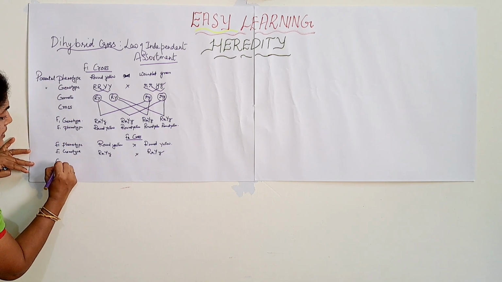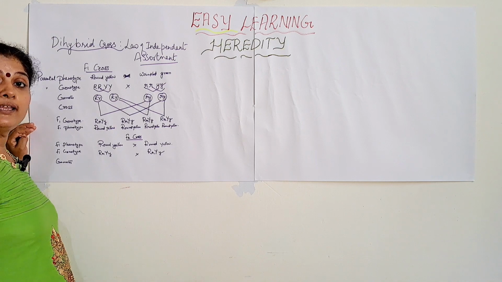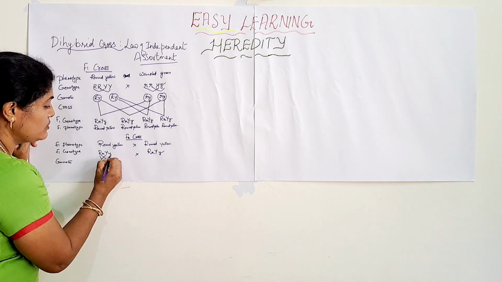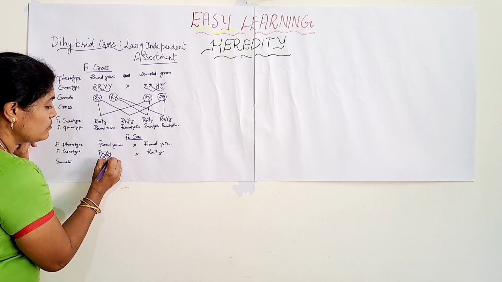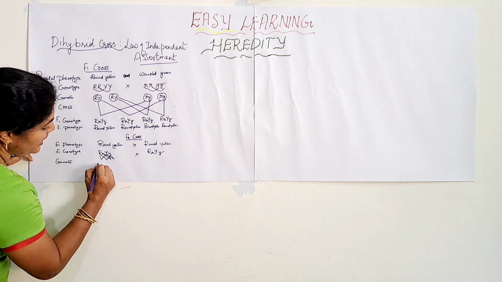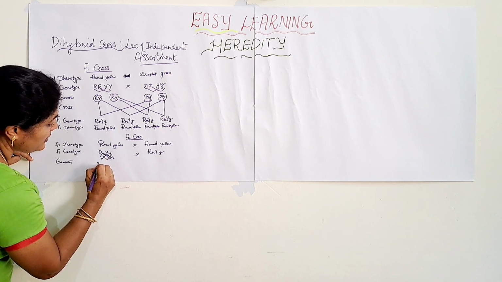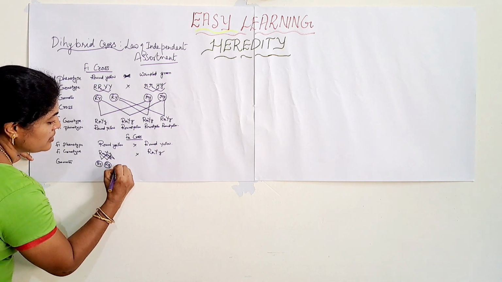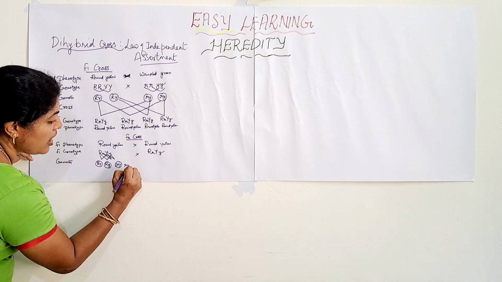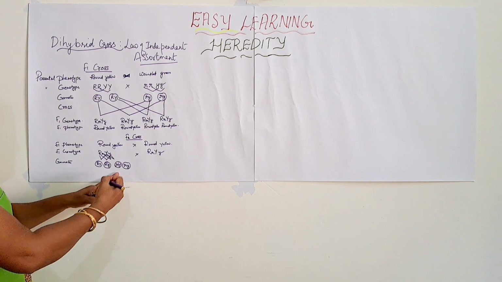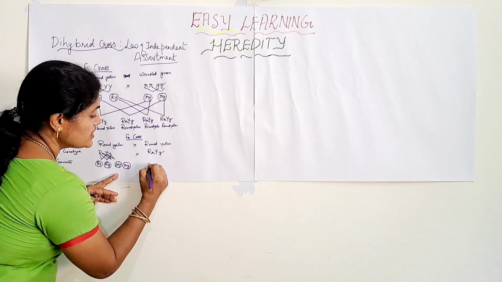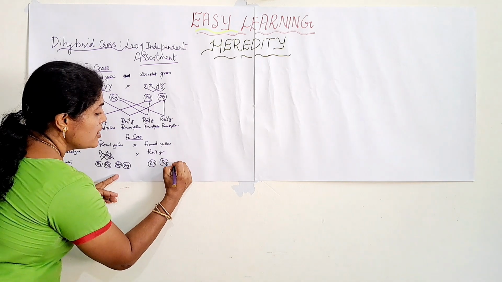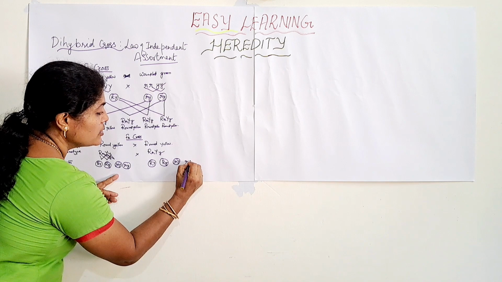Okay. So now we will write the gametes. So here this capital R will cross with this Y, capital R with small r with capital Y, and small r with small y. So you will get capital R, capital Y, capital R, small y, small r, capital Y, small r, small y. So these are the gametes which are obtained. Here also the same way we will write capital R, capital Y, capital R, small y, small r, capital Y, small r, small y.